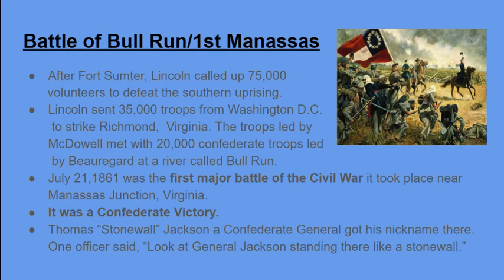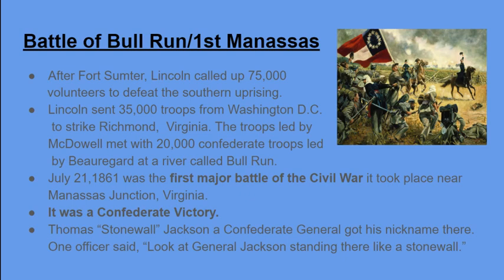It was pretty close to Washington, D.C., so it was really important to not let the Confederates get up into Washington, D.C. The Confederates end up winning this battle. All of the troops that were there on both sides were green, which means that they had no experience, so they didn't really know what they were doing.